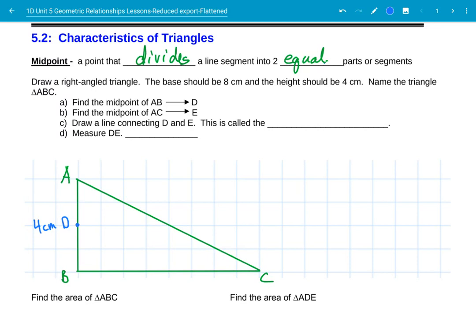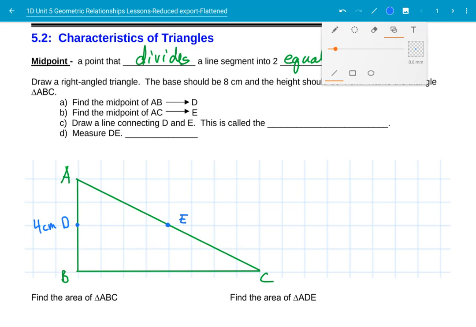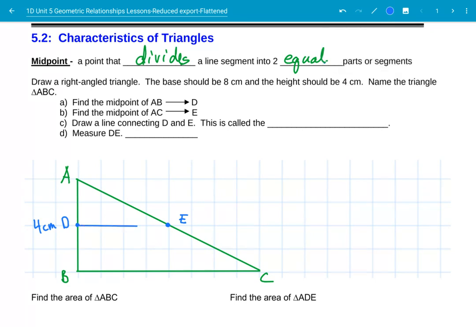Okay, if you have B done, the midpoint of AC should be right here, and we'll call that E. Draw a line from D to E. This line has a special name, which you probably don't know. It is called a mid-segment. Mid-segments join midpoints of adjacent lines or sides. Measure D to E. If you've drawn accurately with a ruler, you should have a measurement of 4 centimeters.